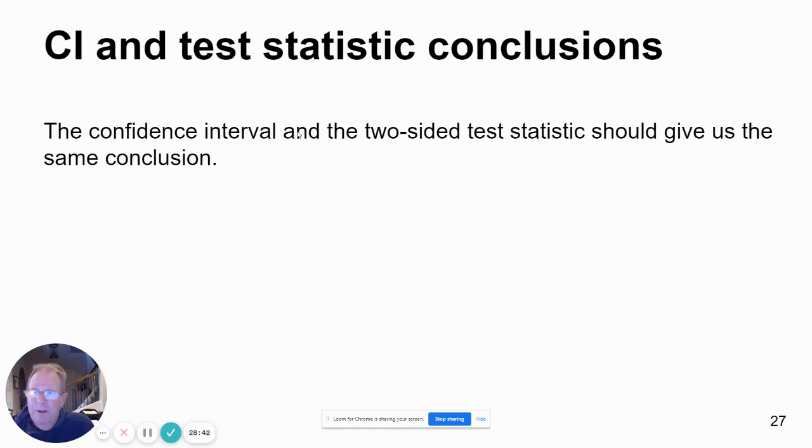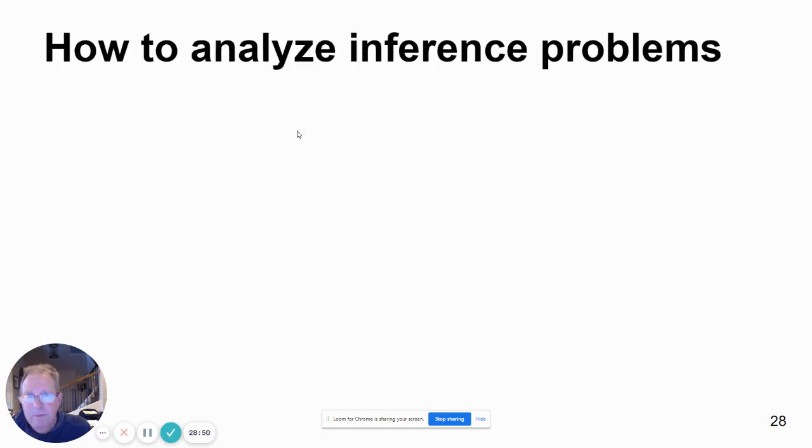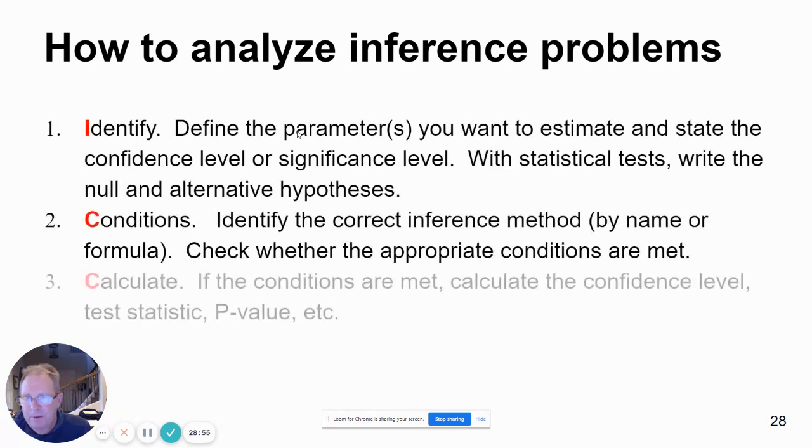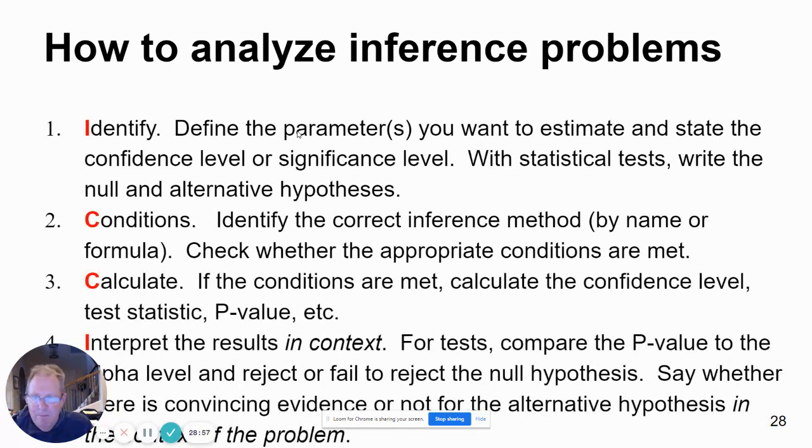So, one little point here. Confidence intervals and two-sided tests should always give us the same conclusion. You'll see that in some of our problems. How to analyze inference problems: we're going to use the ICCI method, and this slide tells you exactly what we want in our FRQ questions.